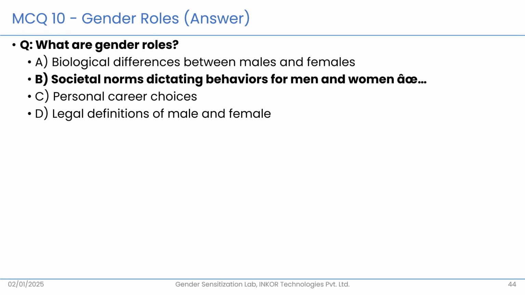The correct answer is B. Societal norms dictating behaviors for men and women. Checkmark. Gender roles are expectations set by society regarding how men and women should behave, and they can change over time.